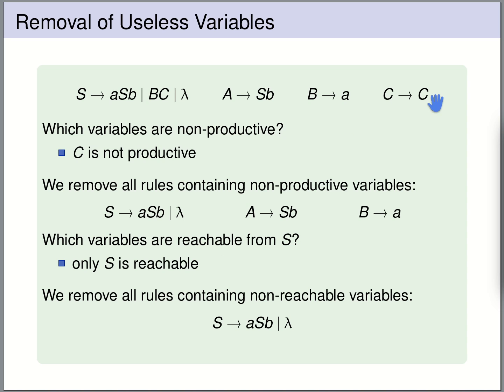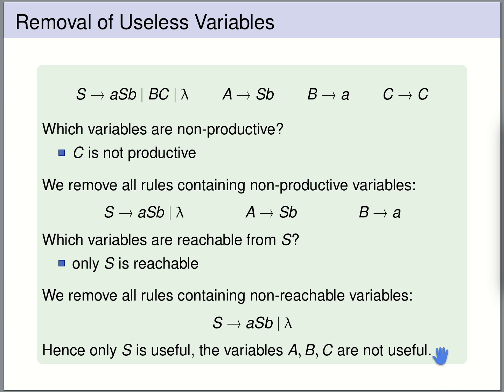So if we look back at our original grammar, then we can conclude that the variables A, B, and C are all useless. And in this example, you also see that it's important to first remove the non-productive variables, followed by the non-reachable ones, because originally the variable B was reachable from S. Only after having removed the non-productive variable C, B becomes unreachable.